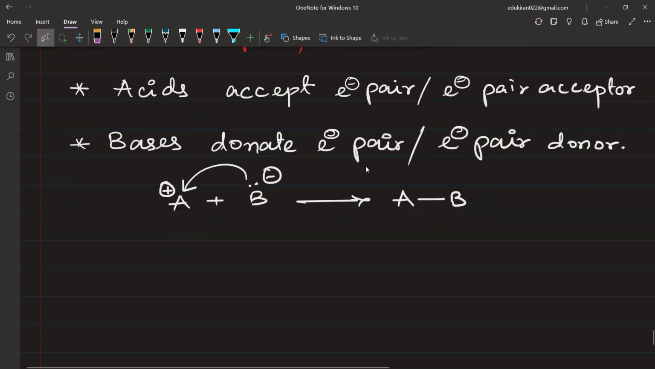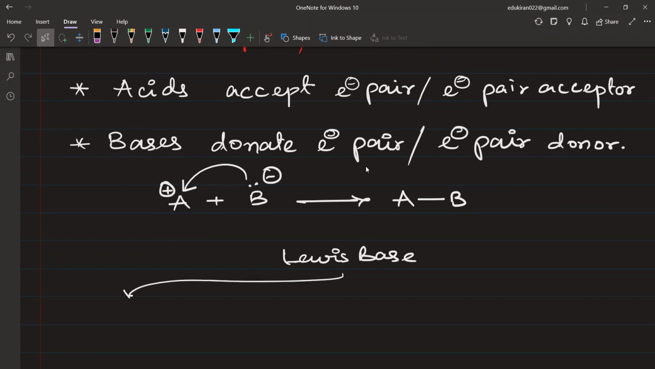As far as Lewis bases are concerned, they can be only of two types. This will be neutral atoms with lone pair.